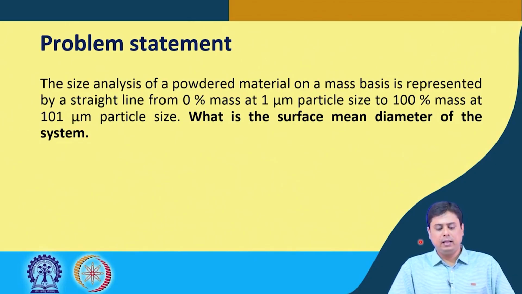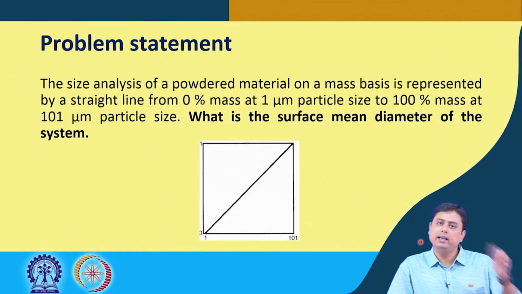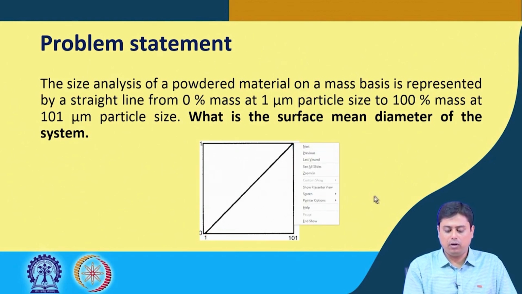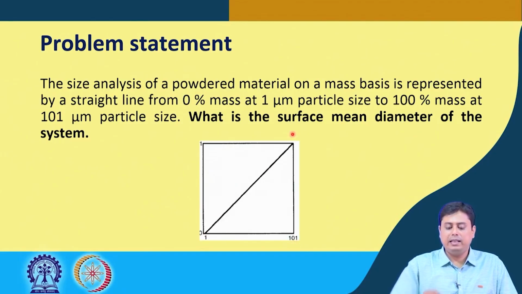As I said, you need a mental visualization of this problem. Basically, if you have a sample, you have characterized that the size distribution says 0% mass for the 1 micron particle to 100% of the mass fraction for the 101 micron particle size. So from particle size 1 micron to 101 micron, we have a linear distribution.